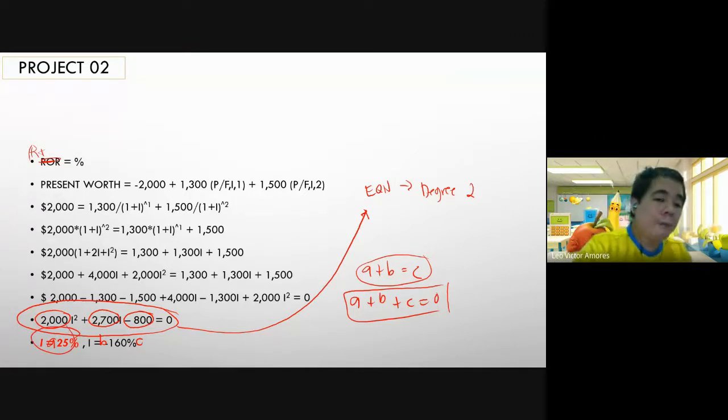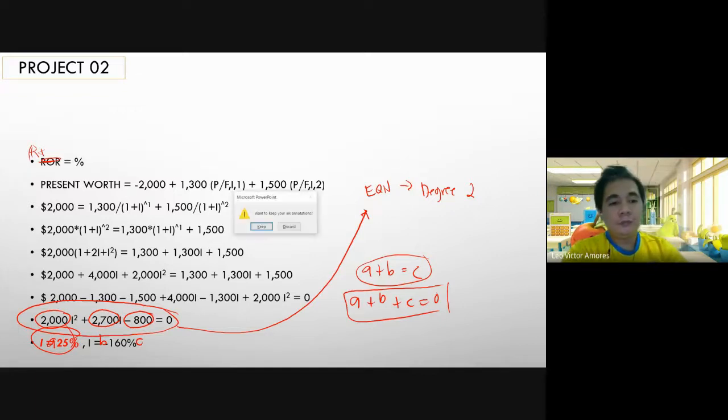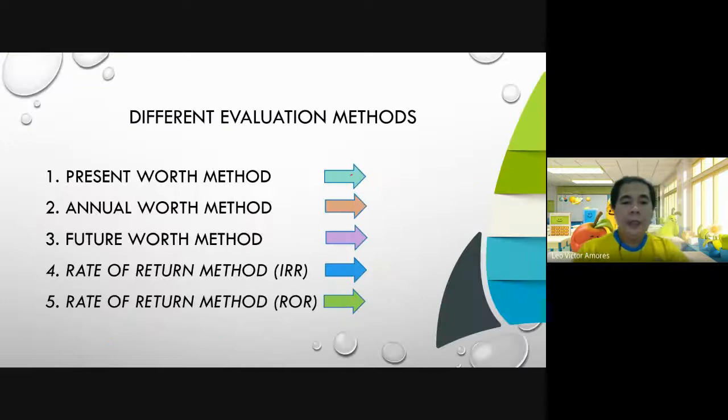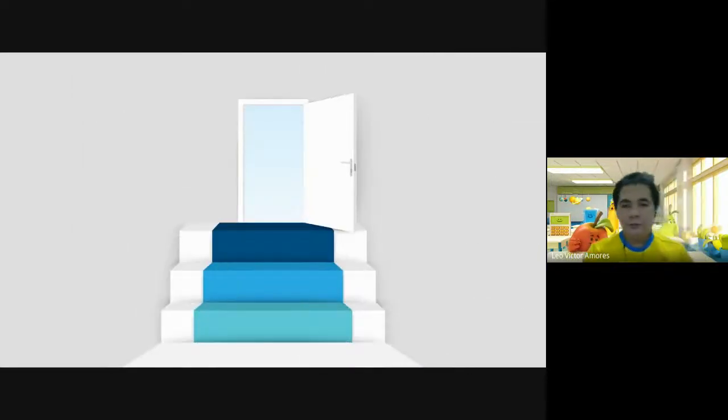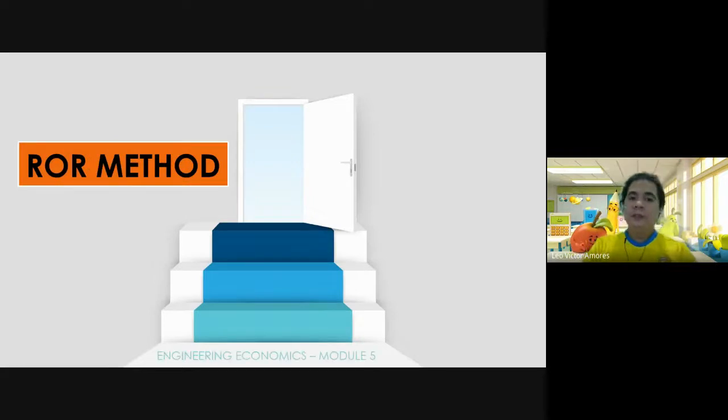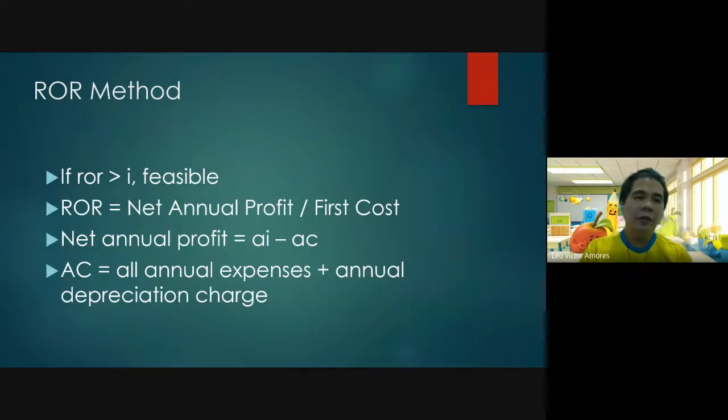So, kung ako ang papilion, I'll go for project 2 since it will give me a higher rate of interest or internal rate of interest. Any question with regards to IRR? Wala. Proceedingly, I'll go to the ROR method or the rate of return.